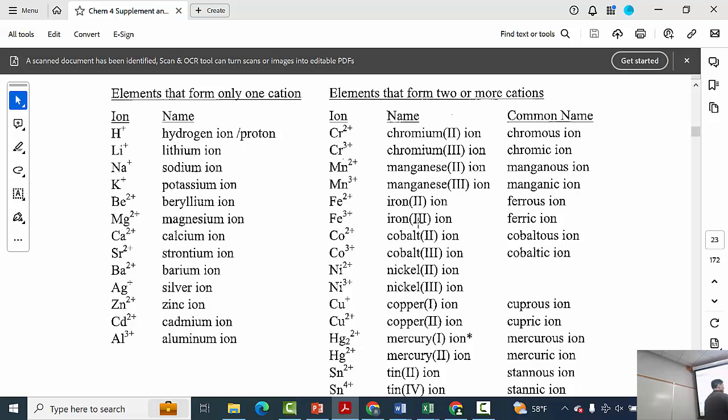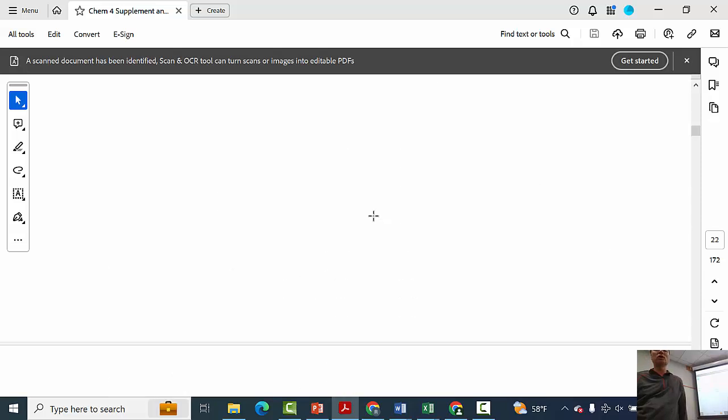Did I mention I'm not going to hold you responsible for the old names? Just the new ones, the Roman numeral. We only have to use a Roman numeral if there is more than one common charge. We don't use a Roman numeral if there's only one charge. So for example, barium only has one charge, 2+. Silver only has one charge, +1. Zinc and cadmium only have one charge, +2. So you need to know where the variable charge ones are and where the fixed charge ones are.